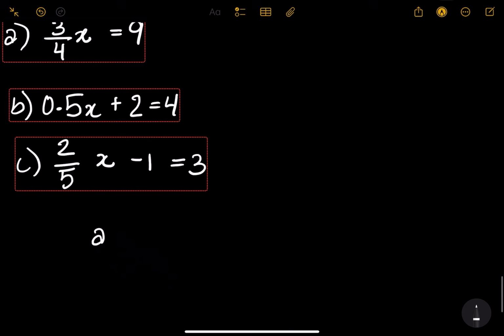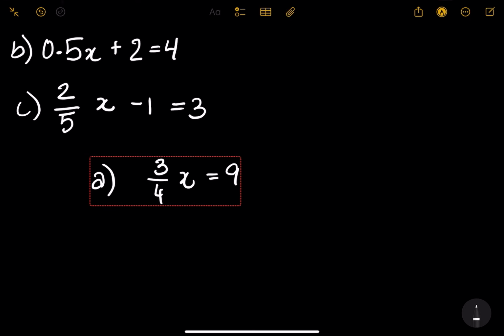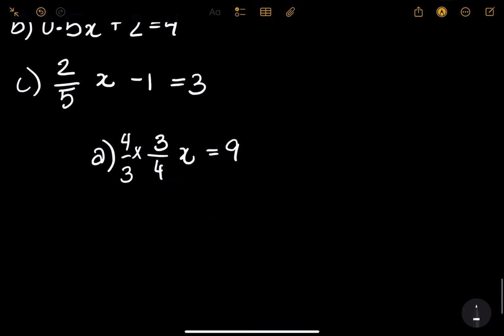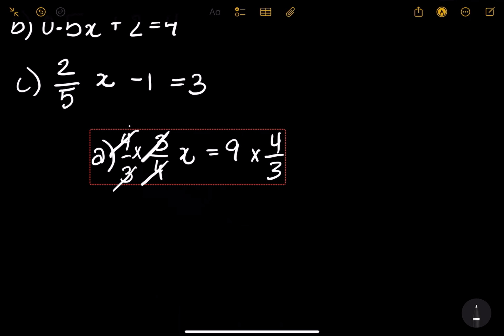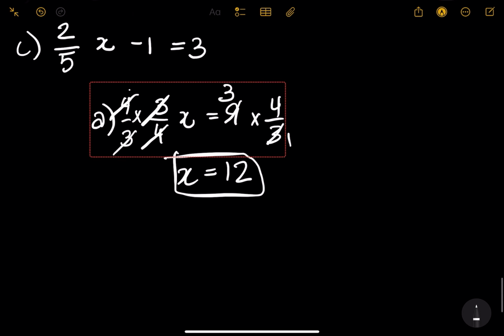So A, 3/4x is equal to 9. As I said, there's two ways. I think that I will do the reciprocal version. So we're going to multiply both sides by 4 over 3. These 3s cancel out, the 4s cancel out, and then x is equal to this. So the 3 cancels out, becomes a 1, the 9 becomes a 3. 3 times 4 is 12. So x is equal to 12 for A.